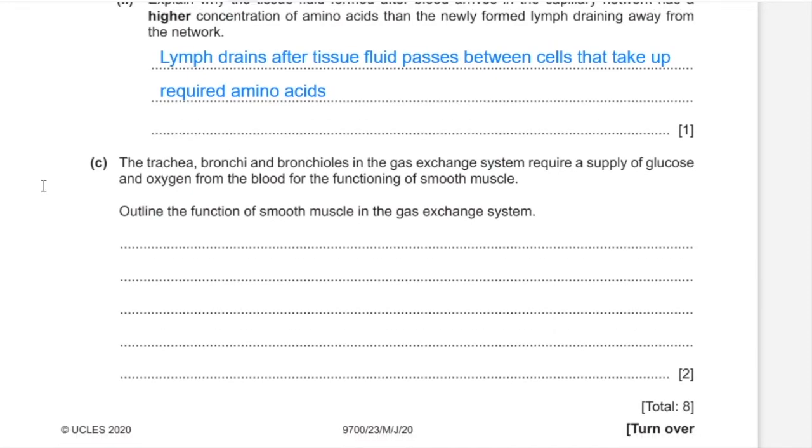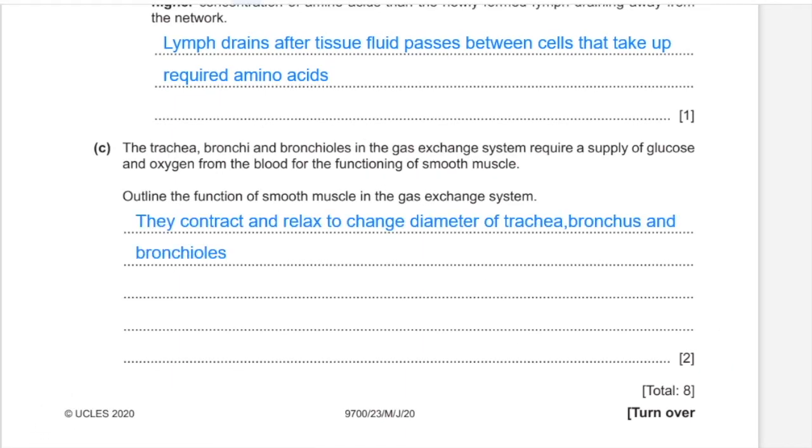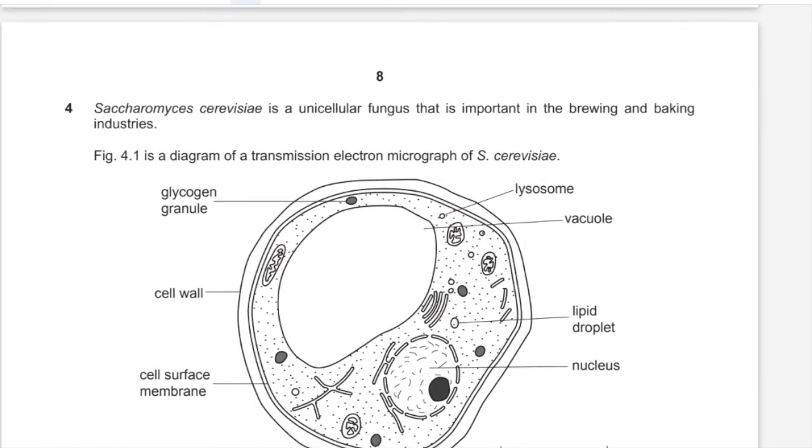C. The trachea, bronchi, and bronchioles in the gas exchange system require a supply of glucose and oxygen from the blood for the functioning of smooth muscle. Outline the function of smooth muscle in the gas exchange system. The muscles contract and relax to change diameter of all of trachea, bronchus, and bronchioles.